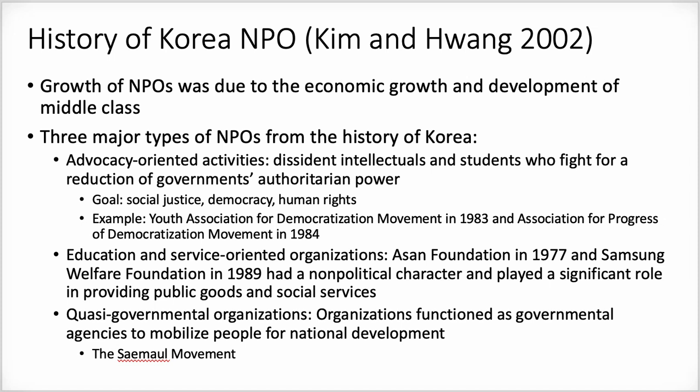The second is education and service-oriented organizations. Examples are Asan Foundation in 1977 and Samsung Welfare Foundation in 1989, which had non-political character and which played a significant role in providing public goods and social services. The third is quasi-governmental organizations, which functioned as governmental agencies to mobilize people for national development.